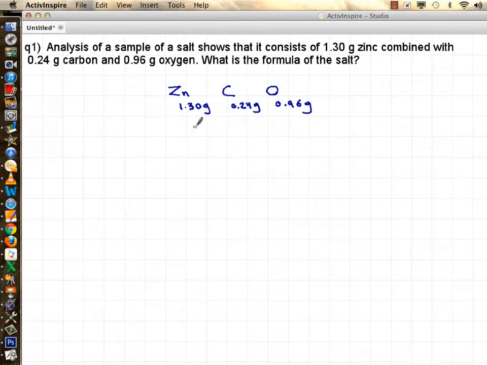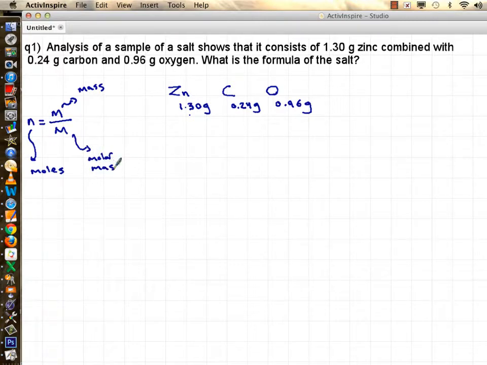Next thing, what you need to do is convert them into moles. And you should remember moles is simply mass divided by molar mass. Small letter n stands for moles in chemistry. Small letter m is for mass in grams. And capital M is molar mass. Since I didn't put a subscript of r, it's not relative. It has units of grams per mole.